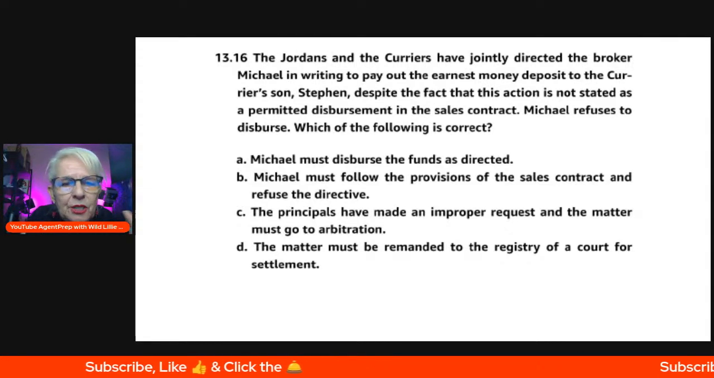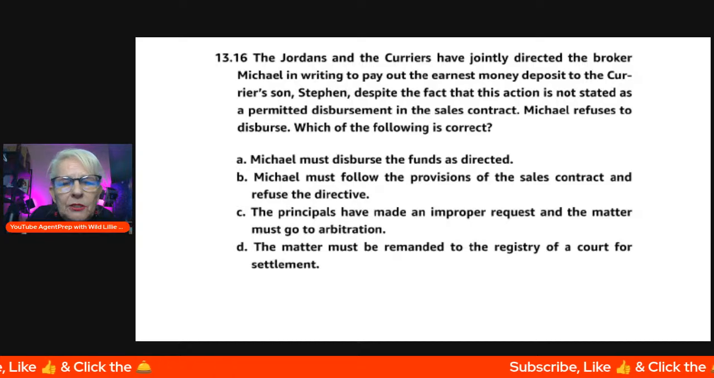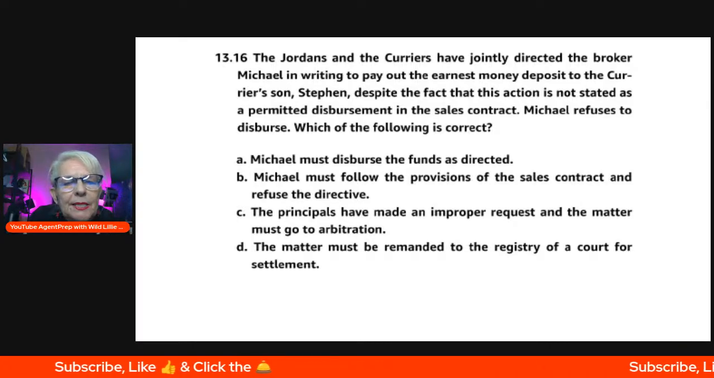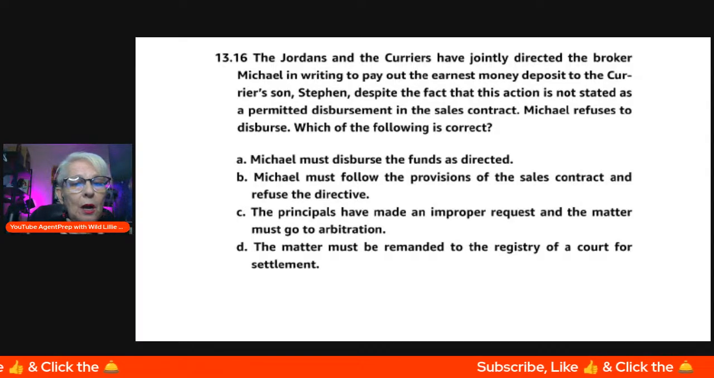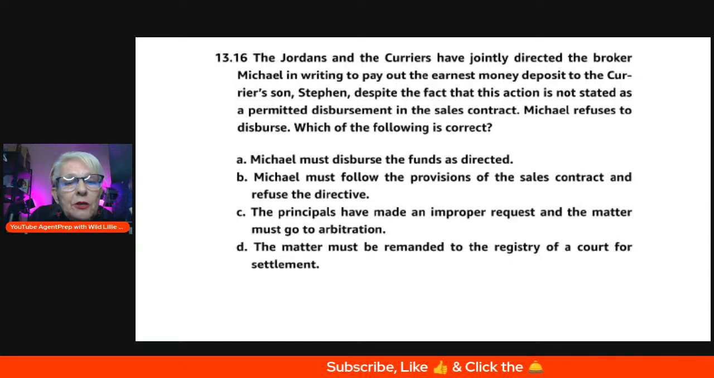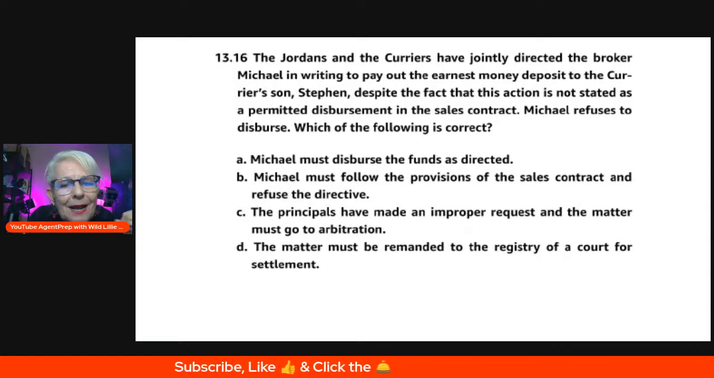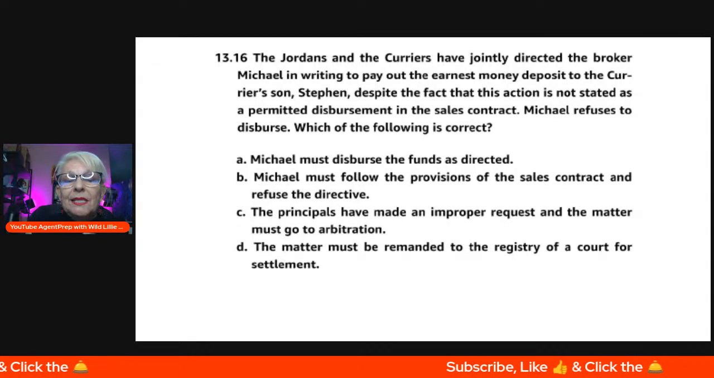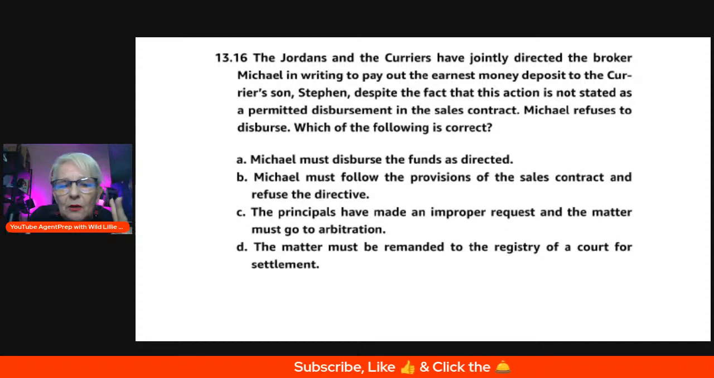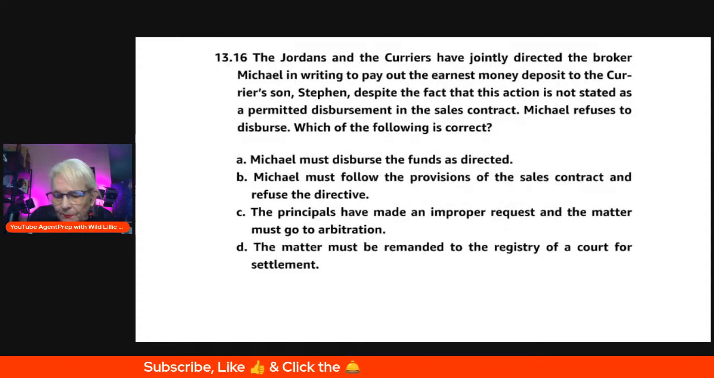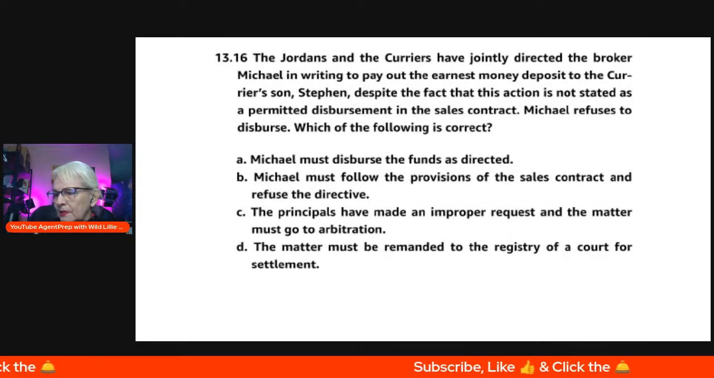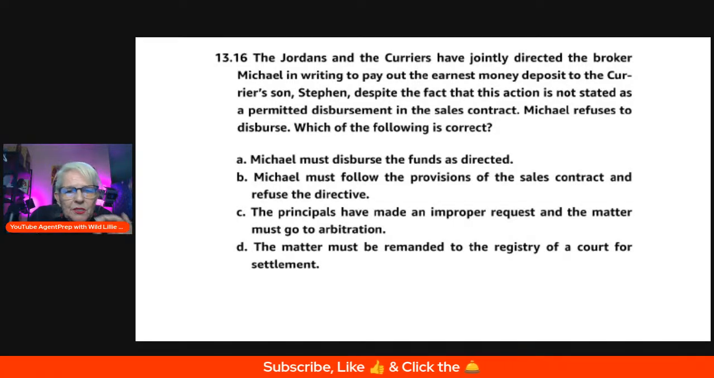Okay, so pay attention here. Both buyers and sellers in writing directed broker Michael to release the earnest money deposit to the couriers, who are the sellers, but to the courier's son. Despite that this action is not stated as a permitted disbursement in the sales contract, both buyer and seller agree. So what is the answer here? This can be a challenging question and you must read it carefully.